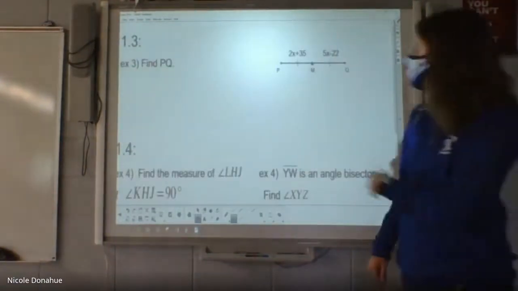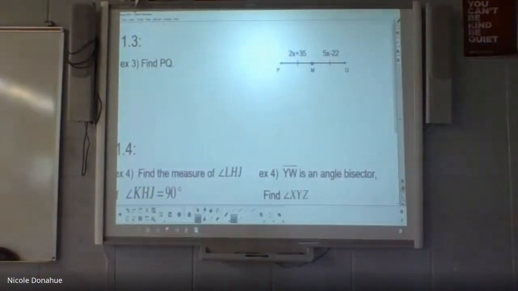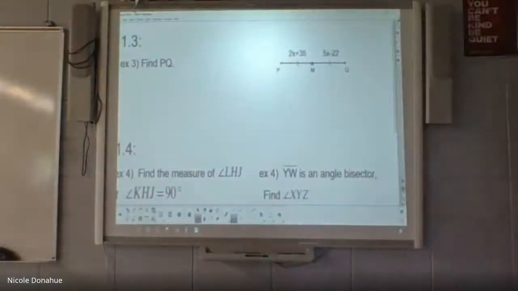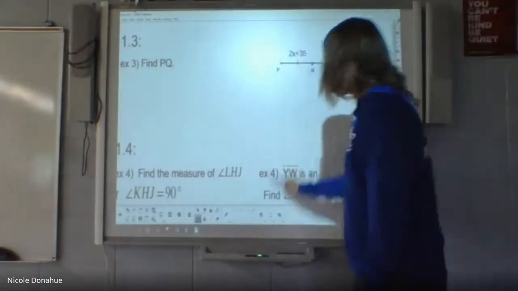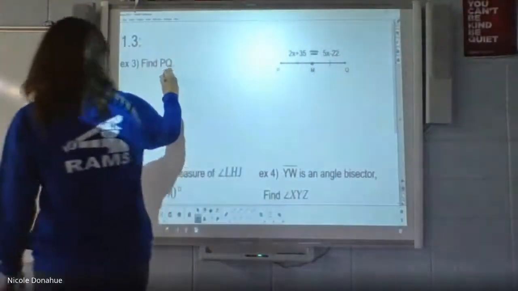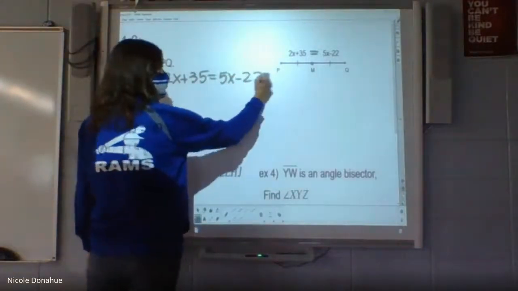So find PQ. So what are we doing in example 3 here? What are we setting this up as? It's not like the last one we did. We don't know what the whole thing equals. What can we do in this case? What do those tick marks mean, you guys? Yeah, Will? 2x plus 35 equals 5x. Yeah, those little tick marks tell us that these are equal. So that means these two are equal to one another. So 2x plus 35 equals 5x minus 22.